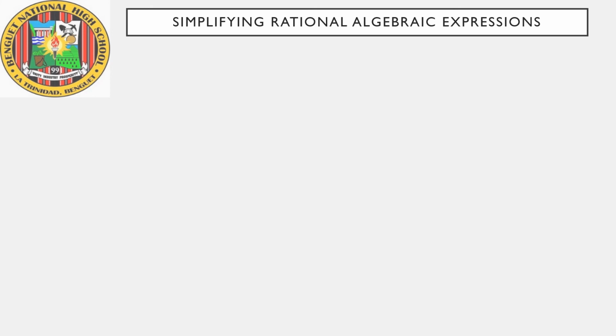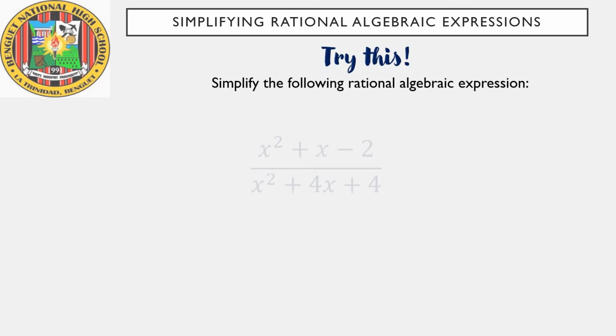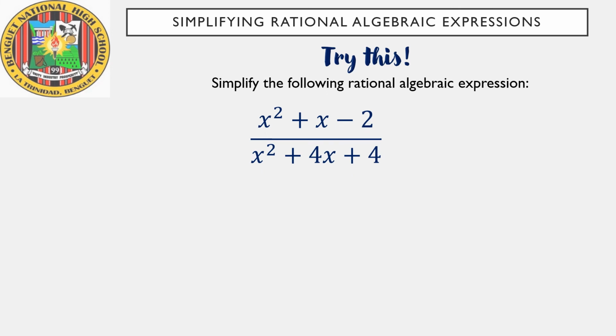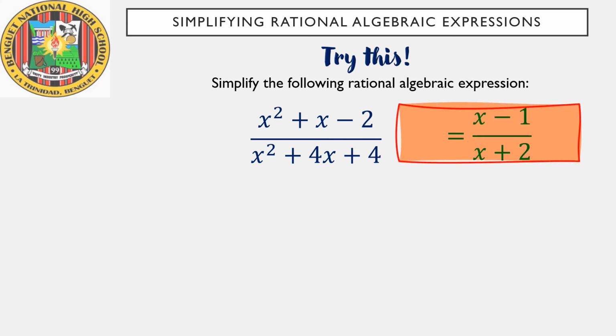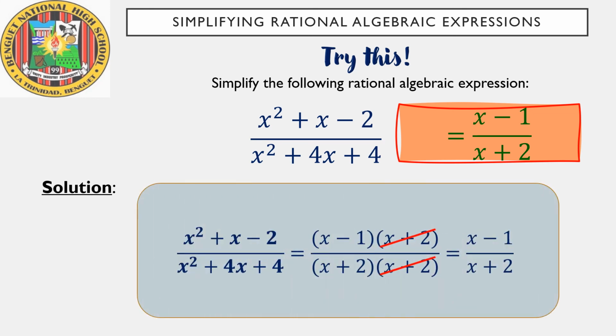To check how much you've learned, try doing this exercise. Simplify the following rational algebraic expression. Pause this video and solve first before we move to the answer. Done? If your answer is x minus 1 over x plus 2, then you got the correct answer. If you didn't, check the solution to see where you went wrong.